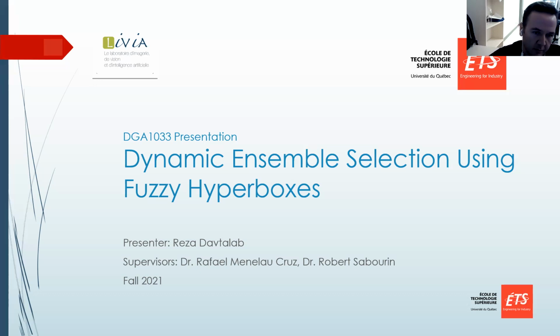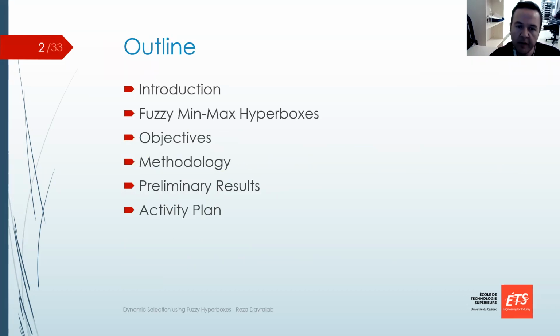I'm Reza Davtalab. I want to talk about my PhD project in this presentation. The project title is Dynamic Ensemble Selection using Fuzzy Hyperboxes. Let me begin with the outline. During the presentation, I will present an introduction, including an overall review of multiple classifier systems and the problem statement. Then I will review fuzzy min-max hyperboxes. Next, I will explain the objectives of this project and introduce my methodology and some preliminary results. Finally, I will present my activity plan for this project.